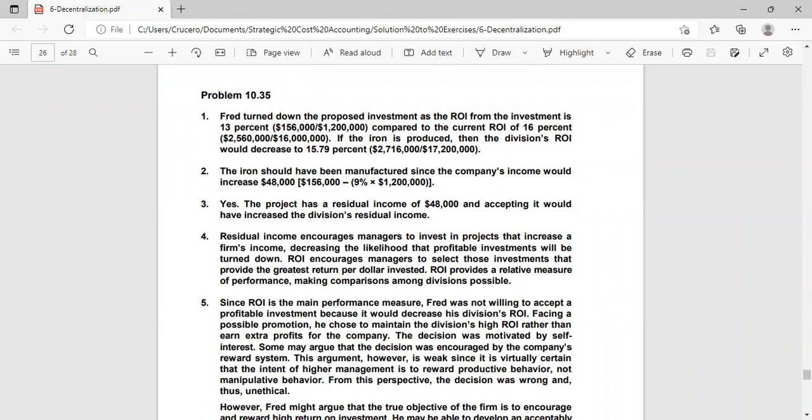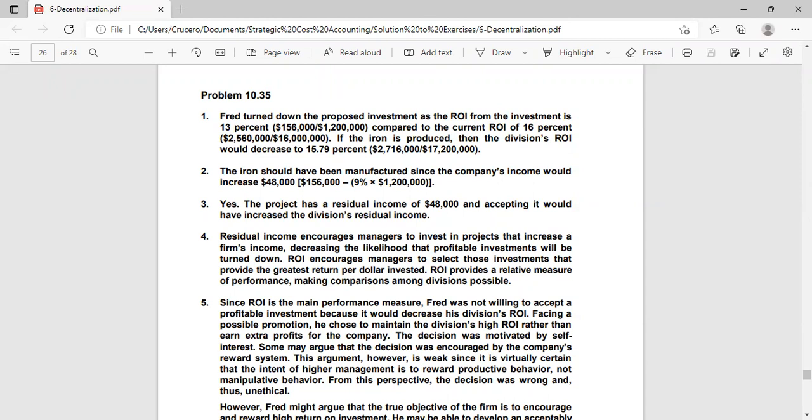Since it's stated that any of the capital not invested by the division will be invested to earn the company's required rate of return, which is 9%, the company could have earned an additional profit of 48,000 after deducting the required return from the estimated profit.